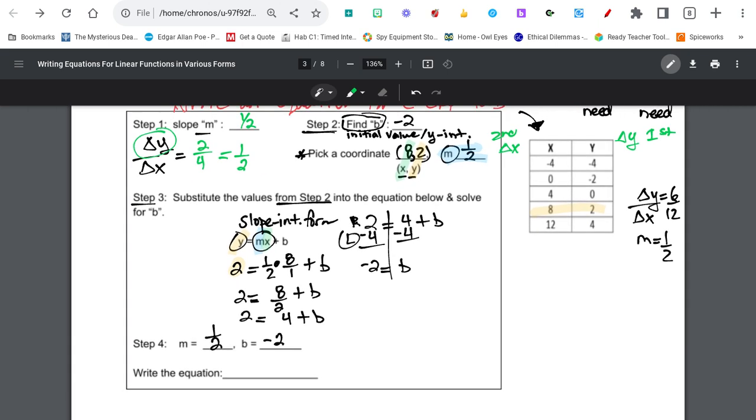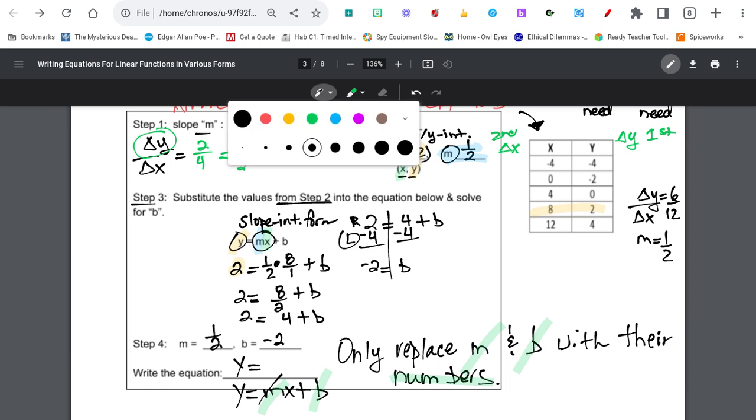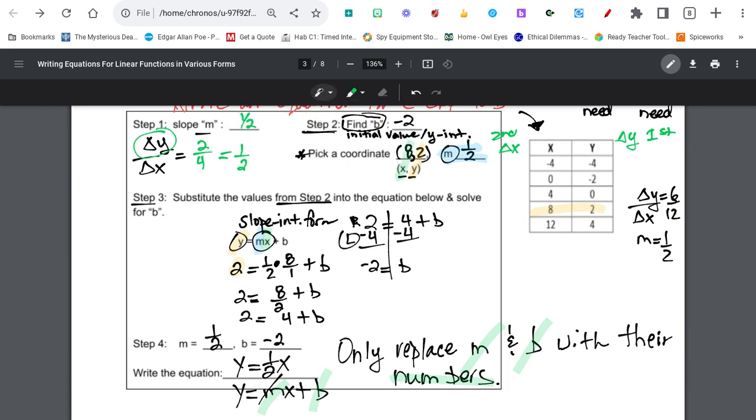Now I get to write the equation. Now, when you write the equation, let me tell you how easy it is. Only replace m and b with their numbers. When I say their numbers, what do they actually equal? Okay, so you're still going to have y equals mx plus b. But we're not going to replace y. We're going to keep y. And then after y, let me highlight these. There's my m and there's my b. I'm only going to replace m and b with numbers, okay? Now, do I know m? Yes, m was 1/2.